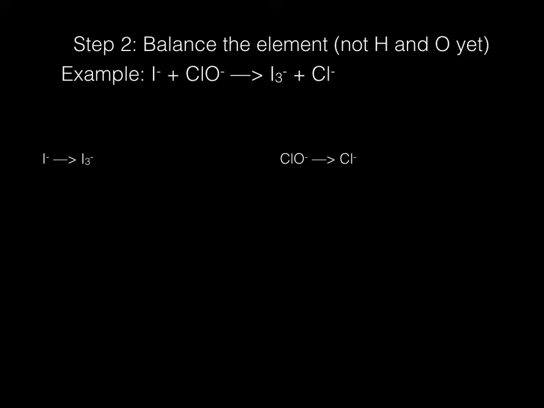Don't worry about hydrogen or oxygen yet, so we're going to focus on iodine or chlorine. So if we look at I⁻ going to I₃⁻, we need 3 iodines on the left, so we put a 3 in front of the I⁻, so now there are 3 I's on each side. For ClO⁻ going to Cl⁻, the Cl is balanced, so we're going to skip that step here.